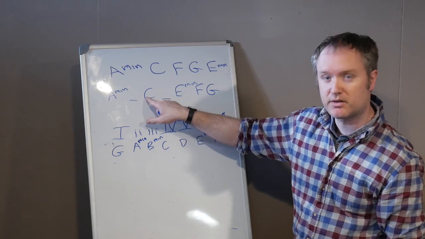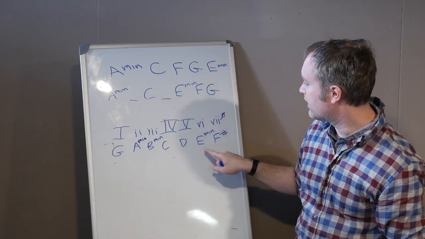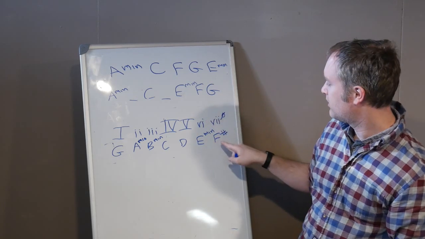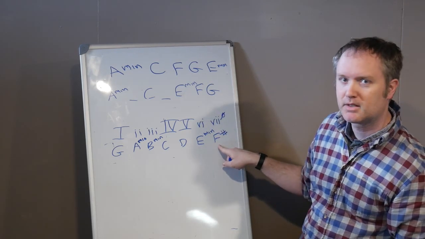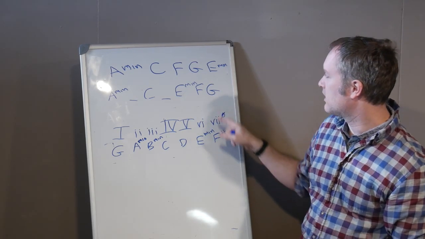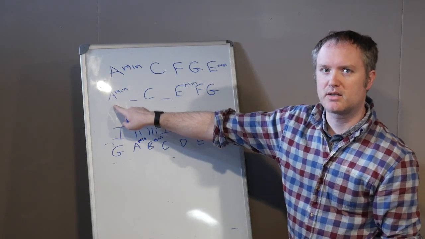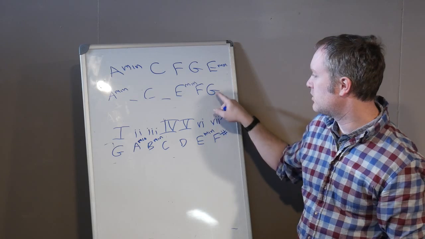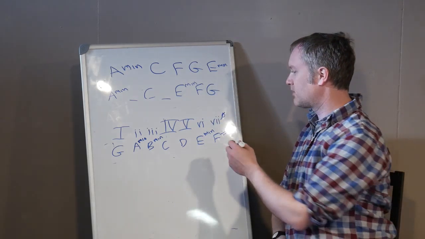C is major, that's also good. E is minor, that's good. F is major. But here's an F sharp, right? So one thing that you can do is look at the accidentals and start guessing that way too. But F sharp is half diminished. G is major, right? So we have one exception to the rule.